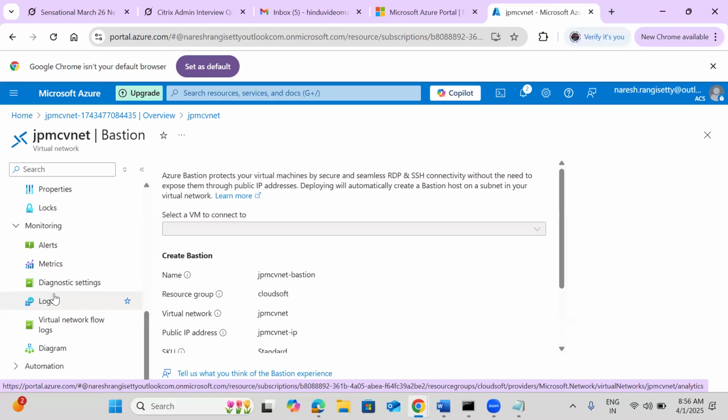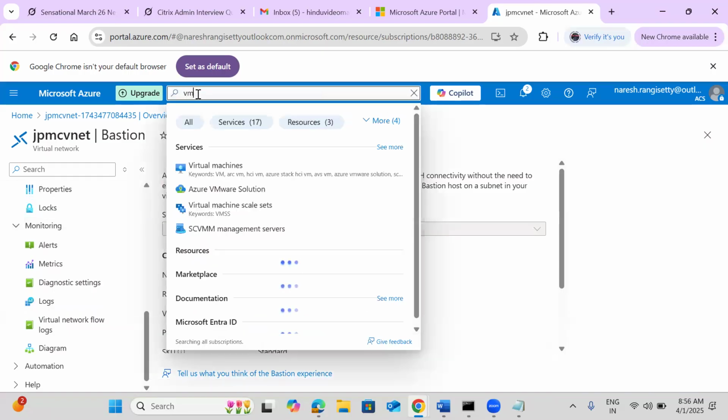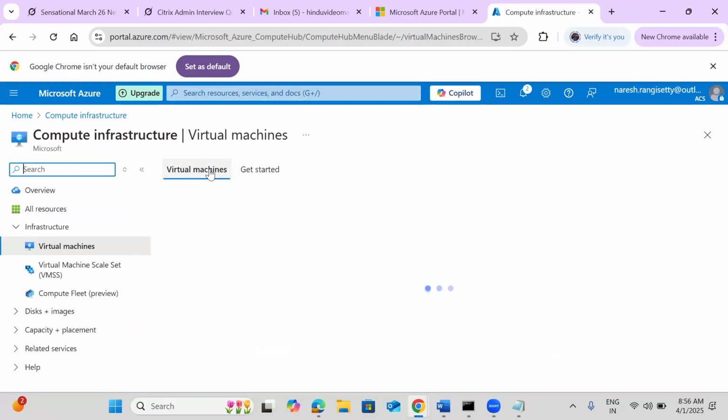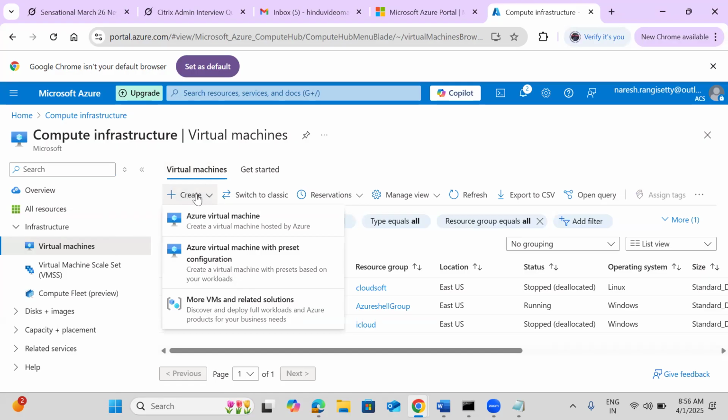Okay, and we have network interface level also. We'll discuss all these in tomorrow's session. We'll spend more time on it, and here if I go for the VM. Okay, if I go for the VM, these all we delete.